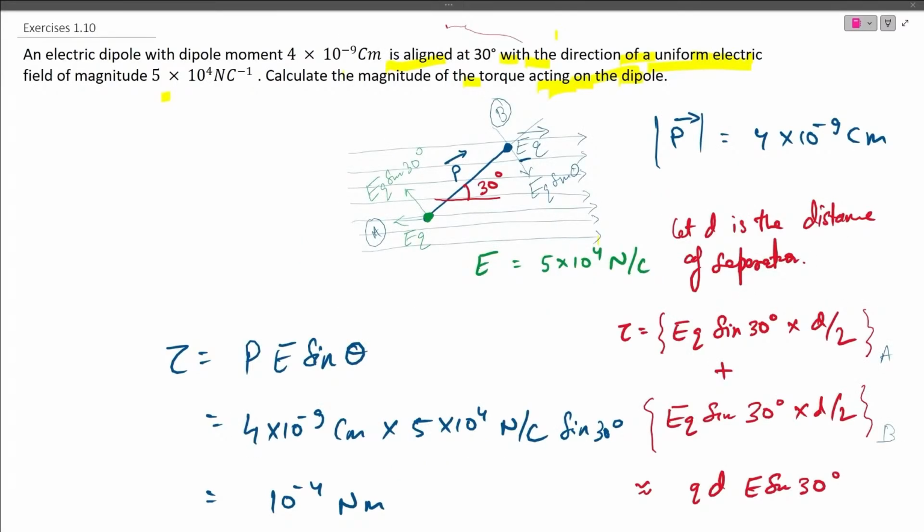The question says that an electric dipole with a dipole moment of 4 × 10^-9 coulomb meter is aligned at 30 degree with the direction of uniform electric field of magnitude 5 × 10^4 Newton per coulomb. Calculate the magnitude of torque acting on the dipole.